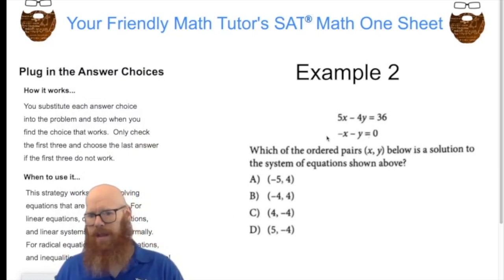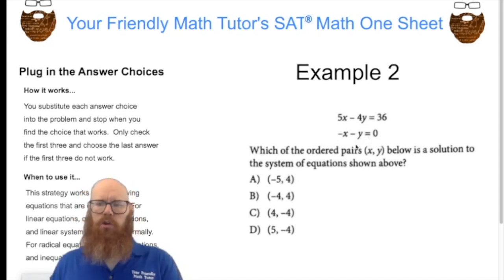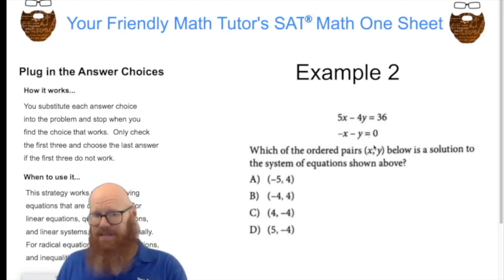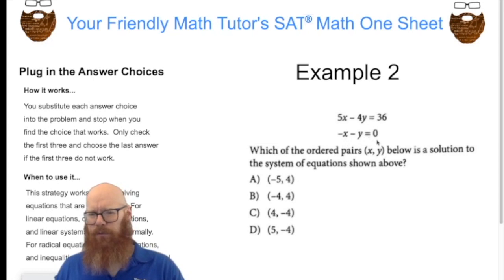You could just use the elimination method, maybe multiply the bottom equation by 5, add the equations together. But I'm going to show you how in this case, it might even be faster to check the answers. Normally, I wouldn't say so, but because this bottom equation is negative x minus y equals 0, that means when I substitute in my answer, I have to get 0.